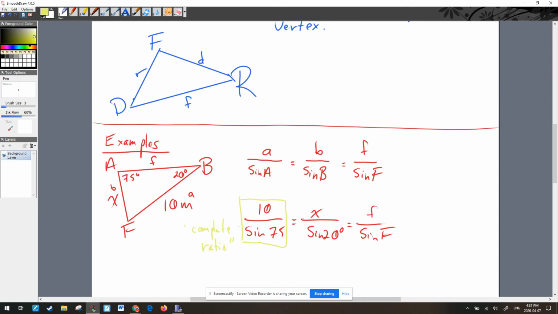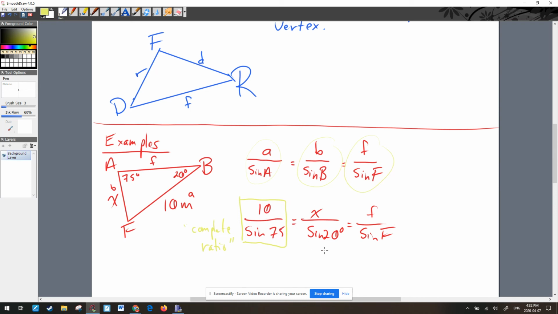And what I mean by a complete ratio is that there's a ratio, there's a ratio, and there's a ratio. Those are our three ratios. We need a complete ratio. That means one that has values populated in both positions. This is a complete ratio because it has a number and it has a number.